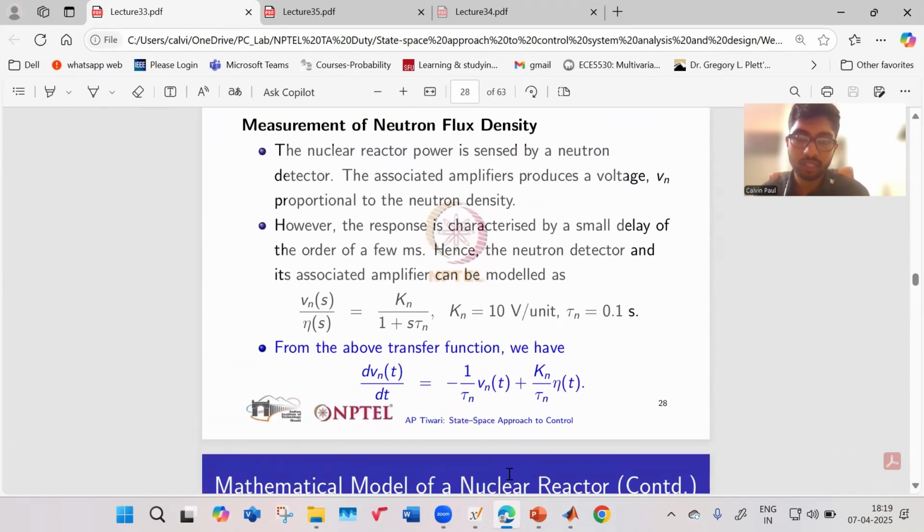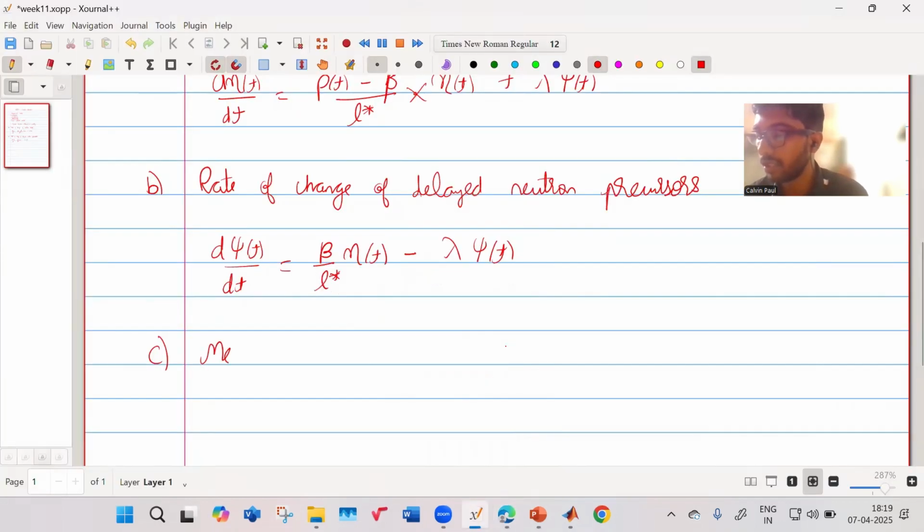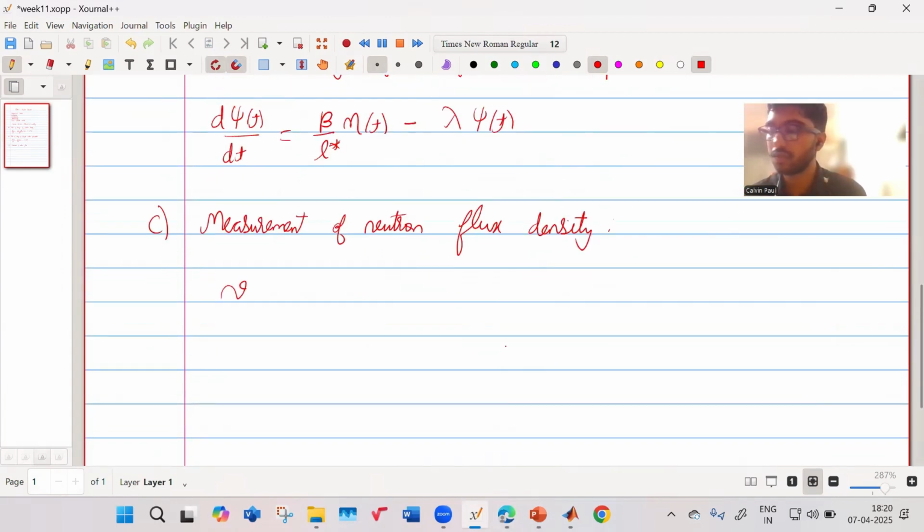So what we have is measurement of neutron flux density. Well, this we are measuring. So Vn of T upon meter of T is given by Kn upon 1 plus S into tau n.